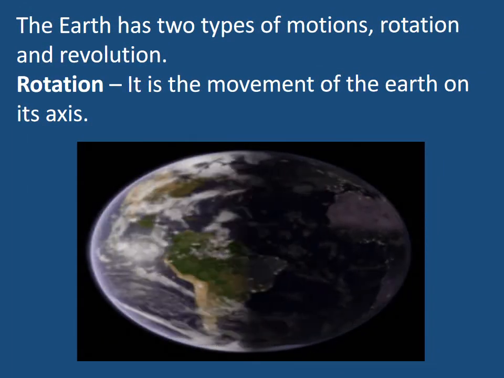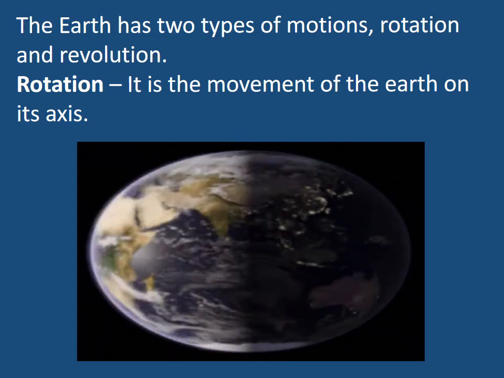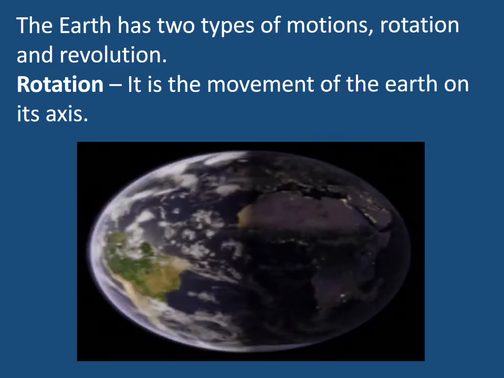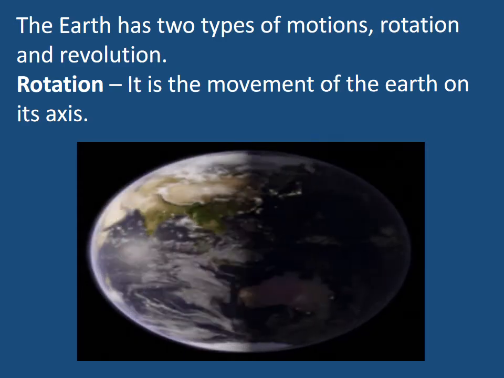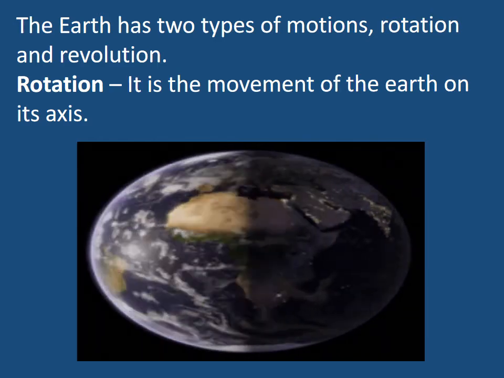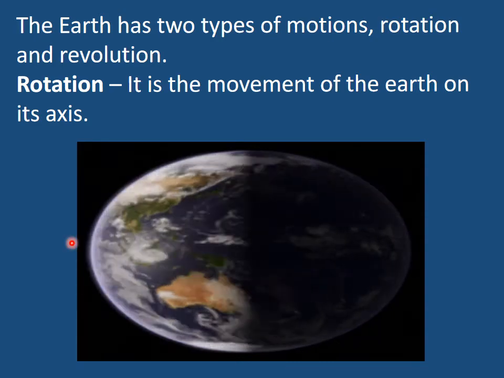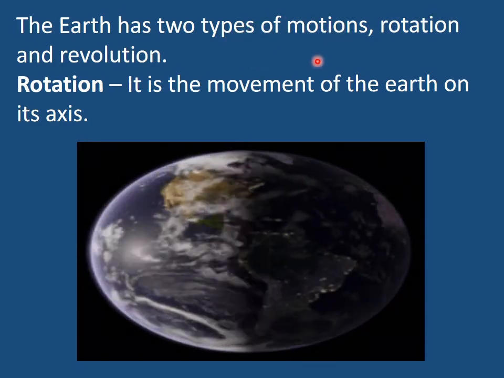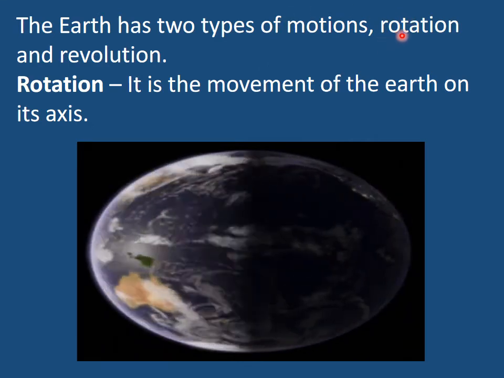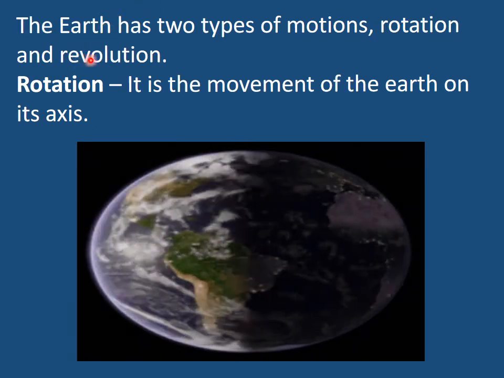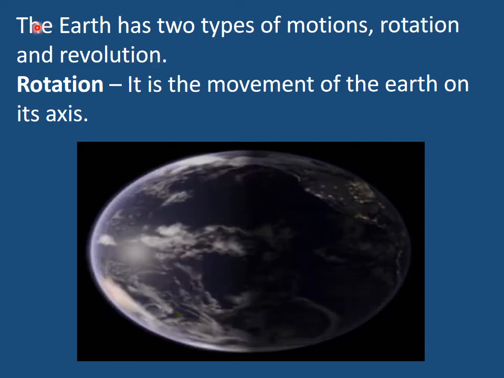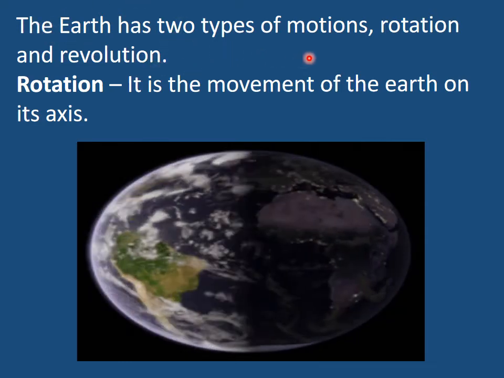The earth has two types of motions. So how many motions does our earth have, my dear children? The earth has two types of motion. In two ways our earth moves. What are those? Rotation and revolution. First we are going to see about rotation.